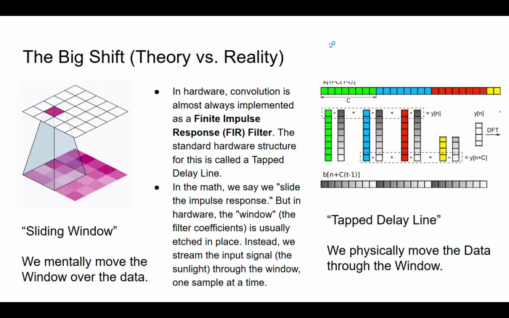I'm going to be going over convolution of light in the time domain in terms of hardware. So basically, we're going to start off here with the big shift. And these are two diagrams here talking about what we call a tap delay line. This is ultimately a simpler one in a mathematical sense, and this is one in terms of a hardware sense that you'll see in terms of circuits and data transfers and diagrams. So in hardware, convolution is almost always implemented as what we call a finite impulse response filter. And the standard hardware structure for this is called a tap delay line, as we can see here. This is a sliding window. We'll be going over this in the next few slides. But yeah, this is basically what we're going to be getting into.